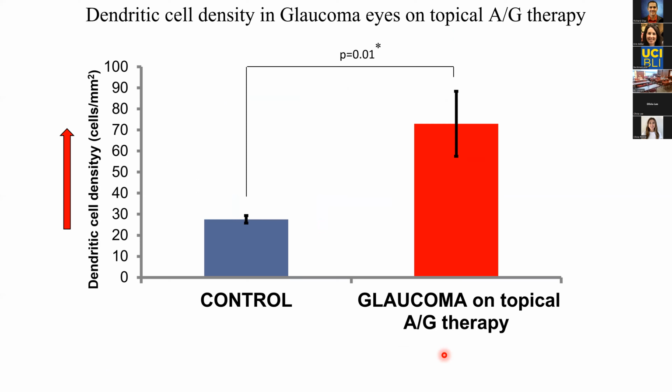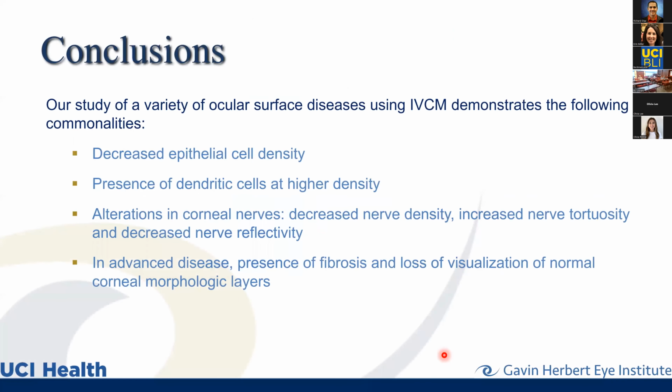So it seemed like all of these conditions affecting the ocular surface had these things in common: decreased epithelial cell density, and presence of dendritic cells at a higher density than controls. And it seemed that the more active the disease or the more severe the disease, the higher the dendritic cell density was. And that we saw multiple changes in the nerves, not just decreased nerve density, but the nerve tortuosity was increased and the nerve reflectivity was decreased.